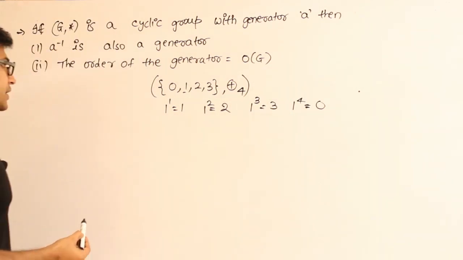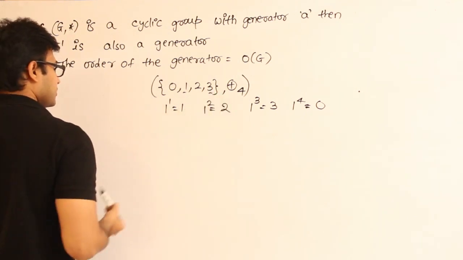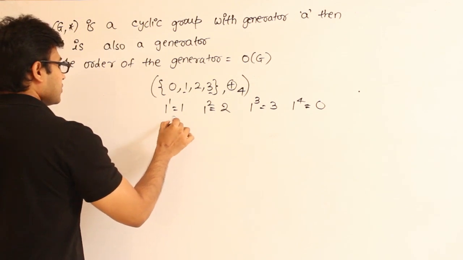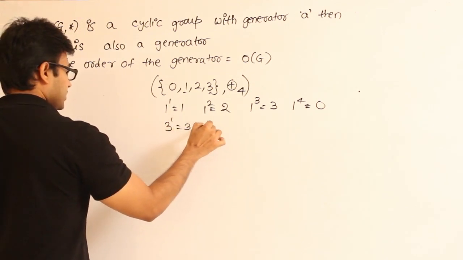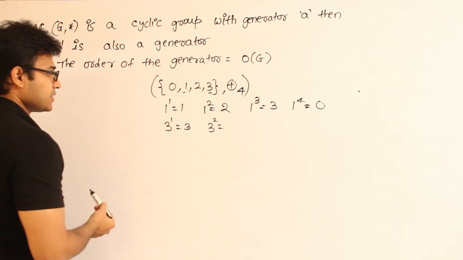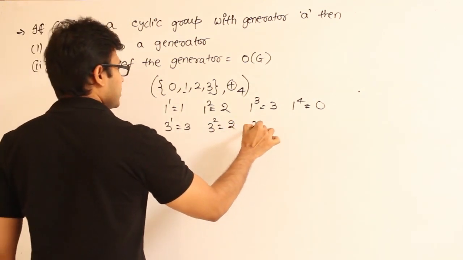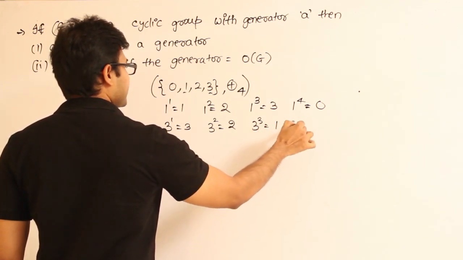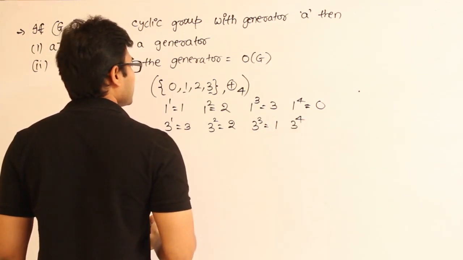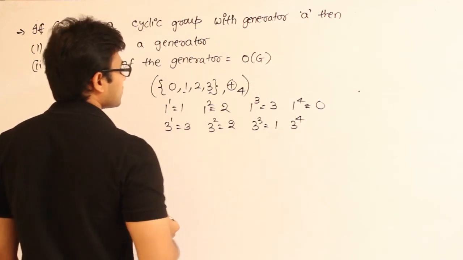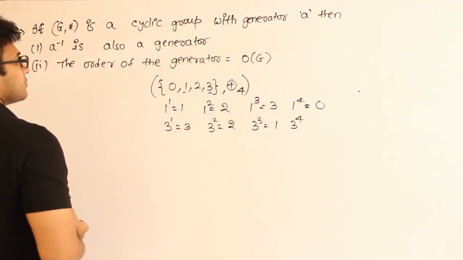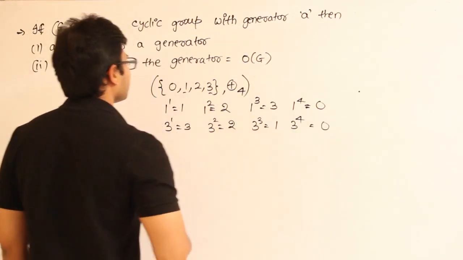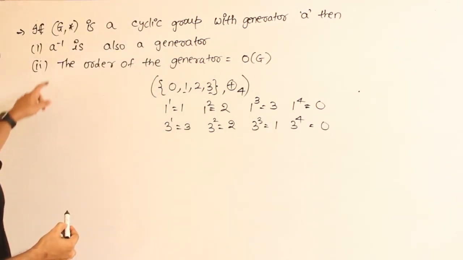And now the inverse of 1 in this group is 3. So they are saying that A inverse will also be a generator. You can check it, right? So we have seen that 3 power 1 is 3 and 3 power 2, 3 plus 3, is 2, and 3 power 3 is 9, which is 1, and 3 power 4 is 12, which is 0. Yeah. So see this point is satisfied.